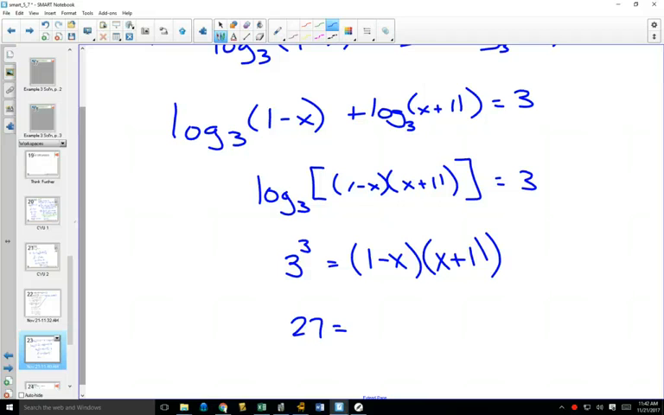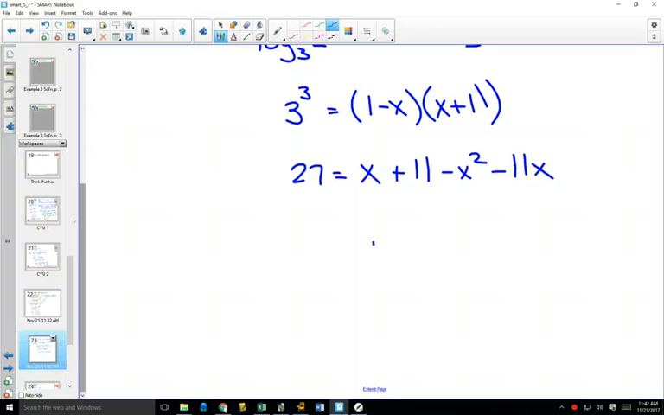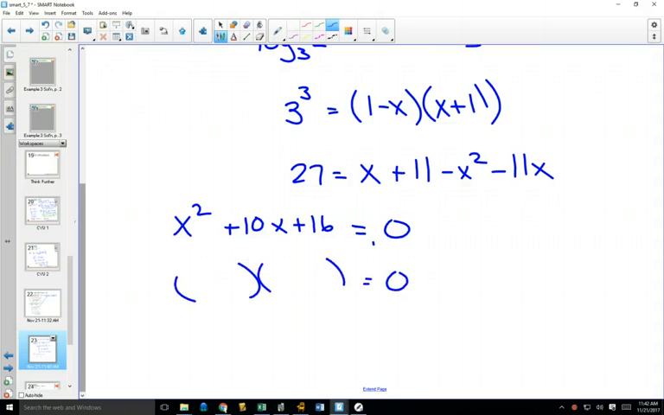That's 27. If I multiply this out, I'm going to get x plus 11 minus x squared minus 11x. I'm going to make this side 0 because I like my x squareds to be positive when I'm solving. This would be minus 10x. I'm going to move it over, be plus 10x plus 16. Does it factor nice? x plus 8, x plus 2. So x is equal to negative 8 and x is equal to negative 2.